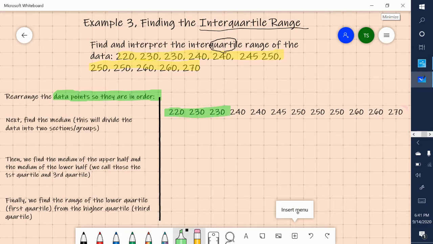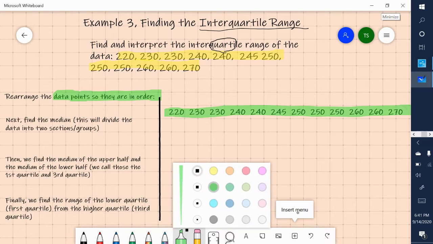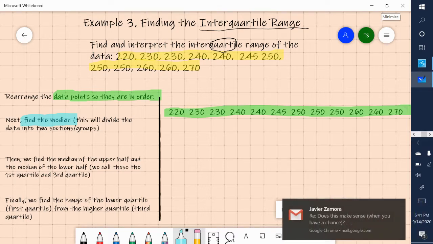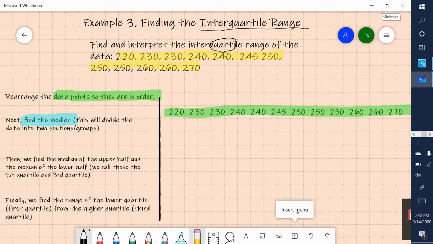You can see here that it is in order already, so we can go on to the next step. The next step is to find the median. The way that we find the median is to find the midpoint, which means we have to find out the total number of data points we have. So let's count. 1, 2, 3, 4, 5, 6, 7, 8, 9, 10, 11, 12.